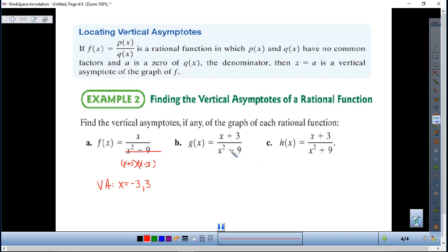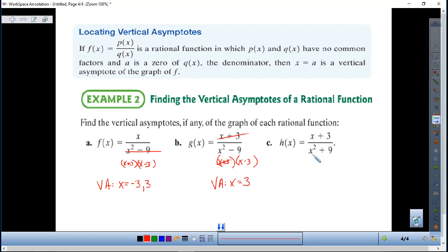All right, over here for this one, notice the denominator is going to factor the exact same way, x plus 3, x minus 3. But here we have a common factor of x plus 3 that's going to cancel out. So we're left with 1 over x minus 3. So the only vertical asymptote we have here is x equals positive 3. This right here, we're going to find out later, is just a hole in the graph. It's not a vertical asymptote at negative 3.